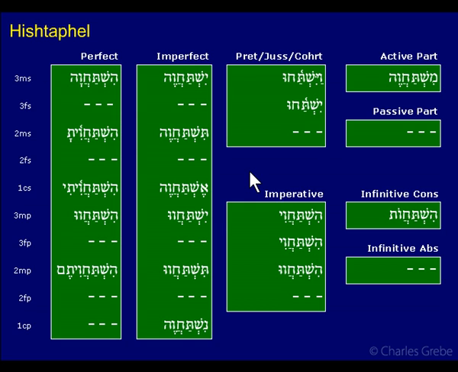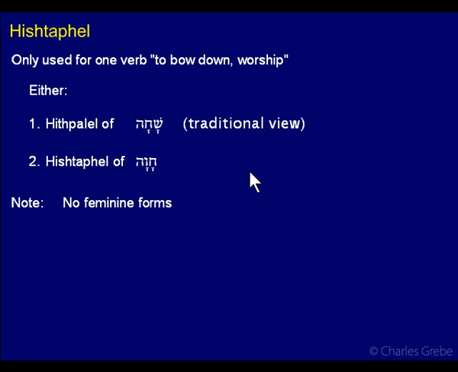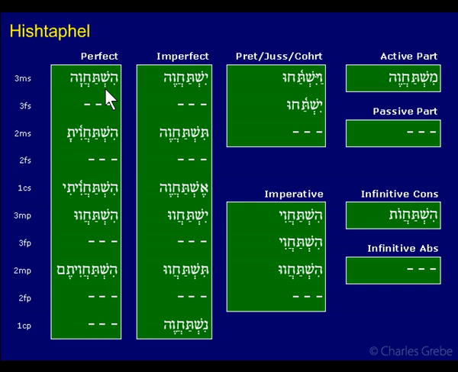Now, what is the root? Well, there's some difference of opinion on this. Traditionally, people thought that it was a Hishtaphel of Shacha, and when you put a Hishtaphel on, if you go back to the chapter on Hishtaphels, you know that they can metathesize, so the tav and the sheen would switch places there. So they thought it was that.